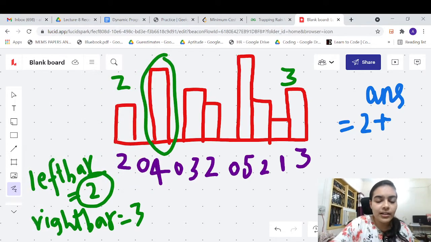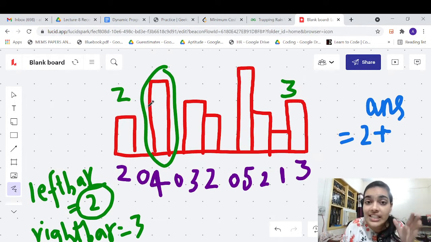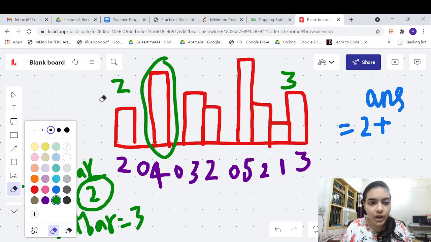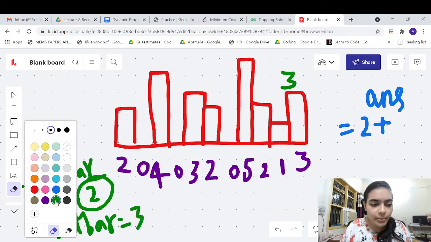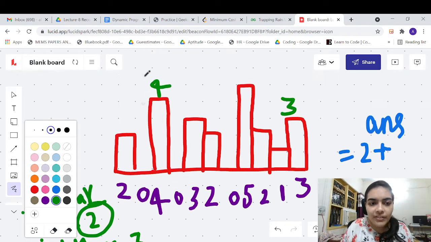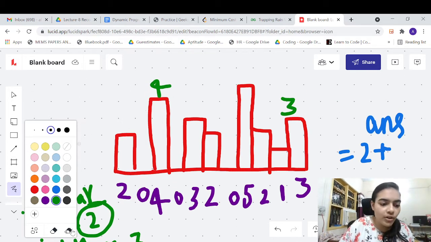Next element is having height 4. It is having height greater than the left bar, right? So it will not be able to store any water. How do we know that? Because it is having height more than any previous left elements. So it cannot store any water. Any water will spill from here.